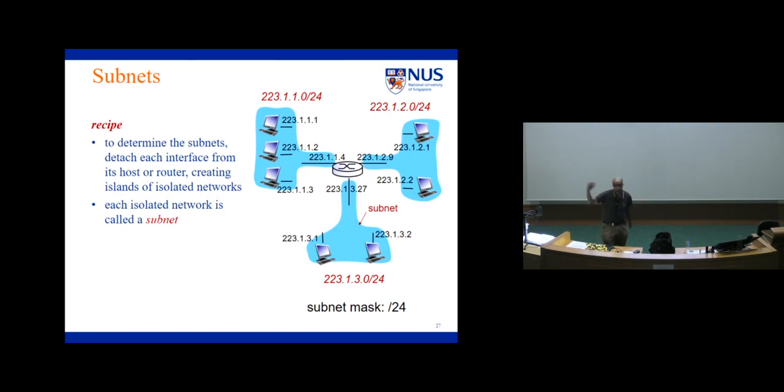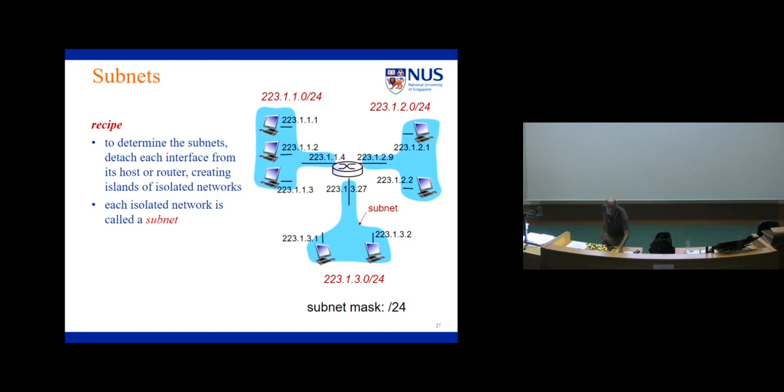Well, that's the subnet ID, sorry. That's the subnet ID. And what it says is, it's a /24 subnet. So what that means is, if you get a 32-bit IP address belonging to this subnet, the first 24 bits are the subnet ID, and the remaining 8 bits are your host ID. And that's what it means.